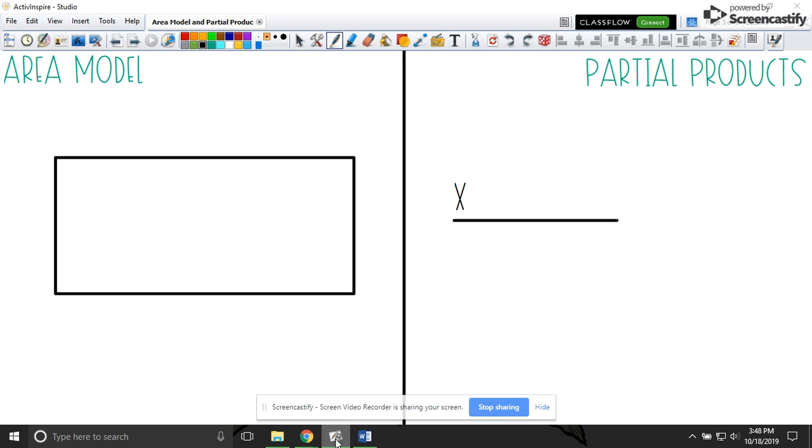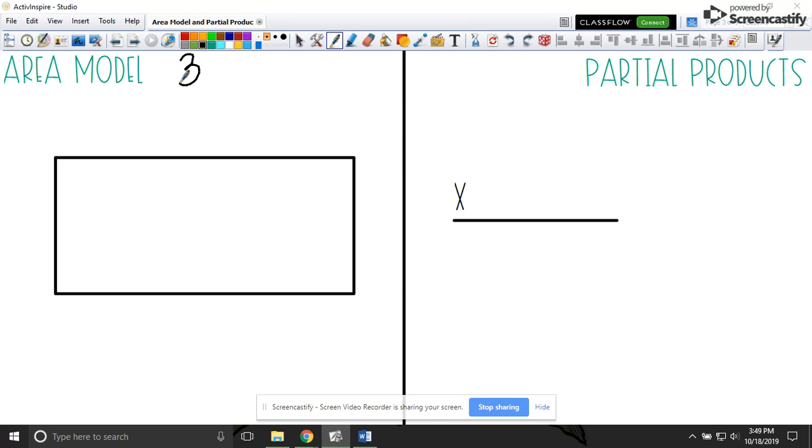All right, guys, so now we're going to take what we know with an area model and apply it to a strategy called partial products. Partial products is just kind of a bridge to get us to that standard algorithm, the normal, typical, most used way to do multi-digit multiplication.